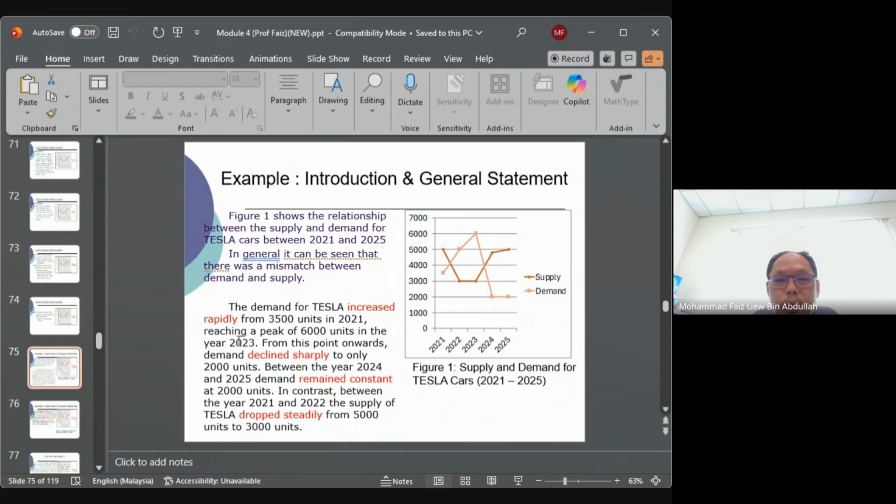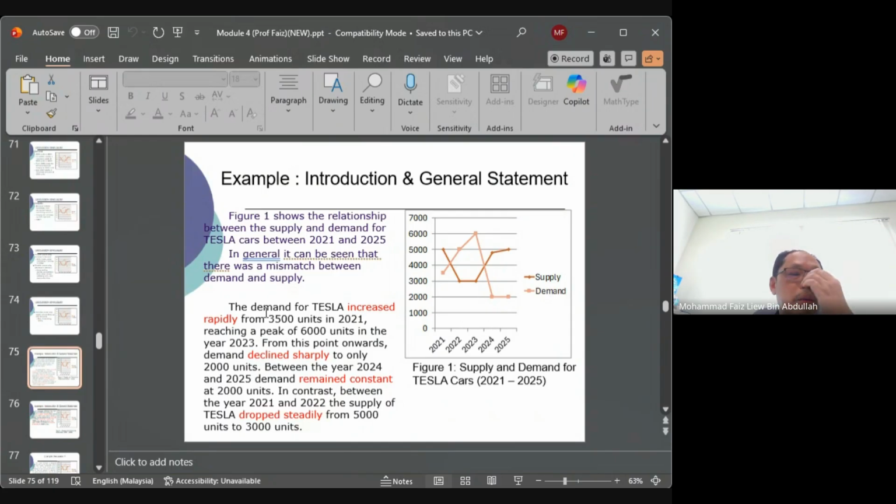So for more explanation, then you can say, okay, demand for Tesla increased, and then from that point declined sharply, and then remained constant, and after that the Tesla supply dropped steadily from 5,000 to 3,000 units, okay. So you can see this is a much better discussion explanation of that graph compared to what I showed earlier, those are the keywords that have to be written. But if more in detail, something like this. So a bit of introduction, and then some general statement, and then you straight away explain that graph, okay.